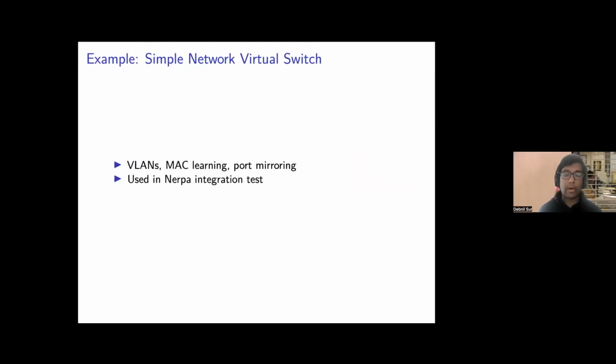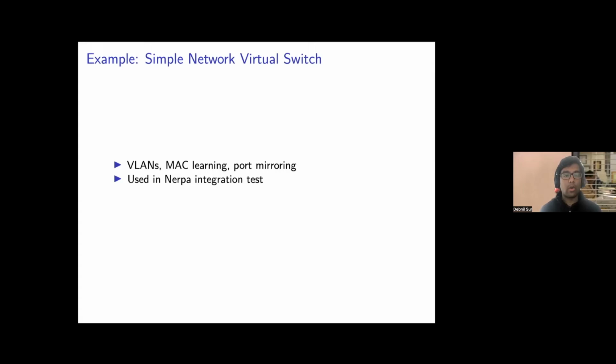So far, we've talked about our high-level design and some highlights of implementation. Let's walk through a specific example to see how these pieces can fit together. We've implemented a simple network virtualization switch, or SNVS, which includes things like VLANs, MAC learning, port mirroring, and similar core network features. It's pretty straightforward. It's used in the integration test in the NERPA repo, and it showcases the core benefits explained above.